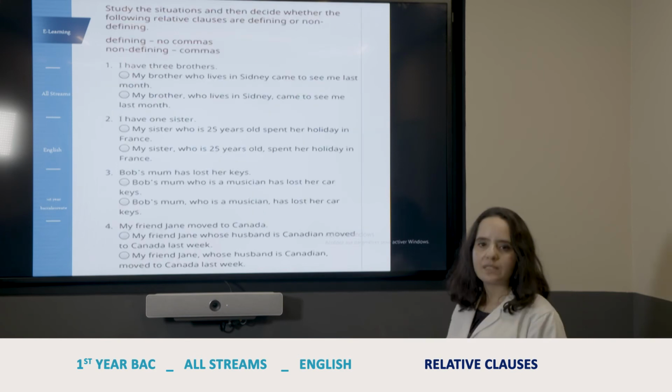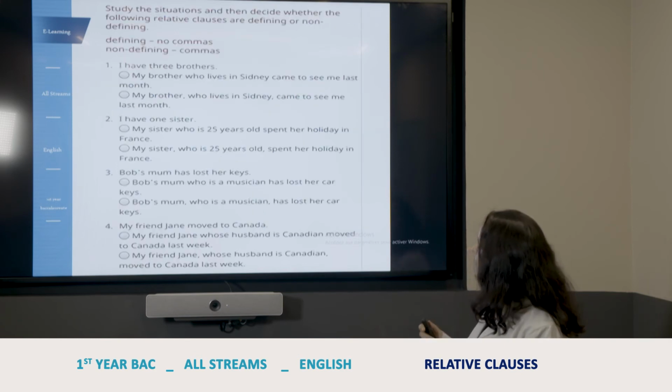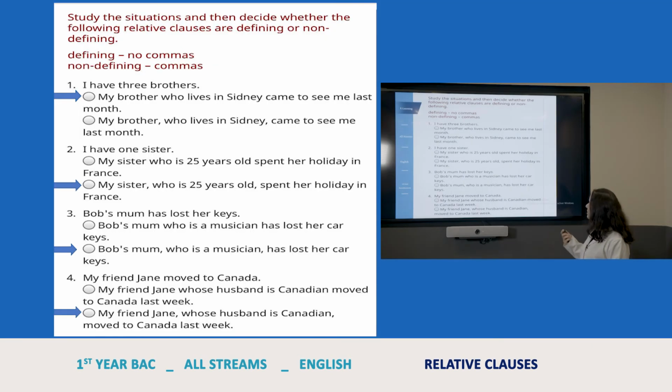Now I'd like you to study the following situations and then decide whether the following relative clauses are defining or non-defining. Don't forget, we don't use commas with defining relative clauses, and we must use commas with non-defining ones. Let's see the first situation. I have 3 brothers. So the sentence is, my brother who lives in Sydney came to see me last month.